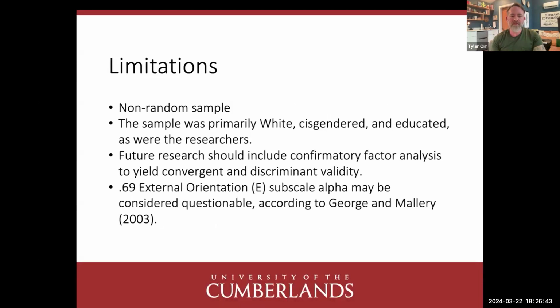So some limitations of the study: we didn't have a random sample, so right off the bat, there may be some sampling bias going on. And with that, our sample turned out to be primarily white, cisgendered, and educated, as were the researchers. So probably some problems there. Future research should include confirmatory factor analysis to yield convergent and discriminant validity. This is a part of the reading that I got confused on, because there seem to be mixed opinions about whether or not you should run EFA and CFA on the same data.